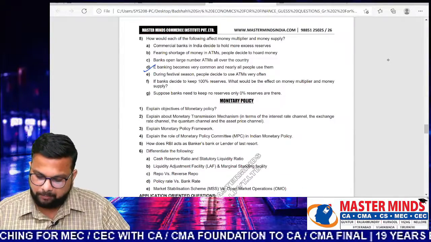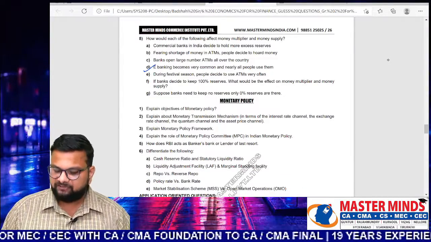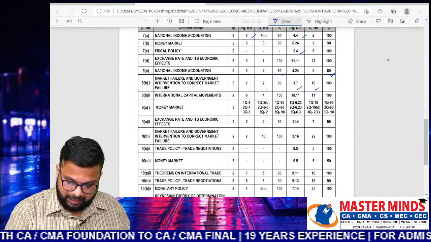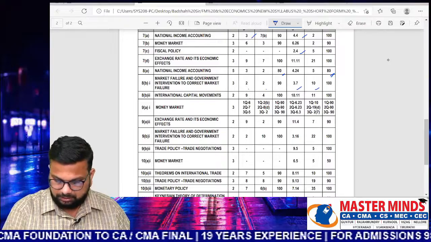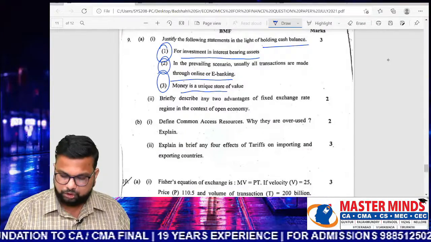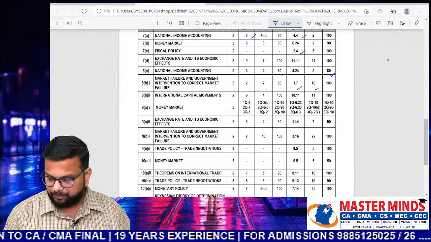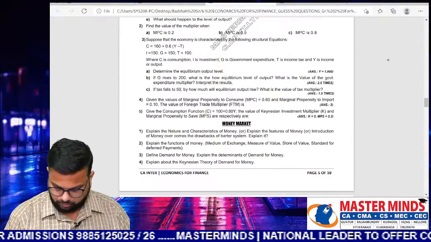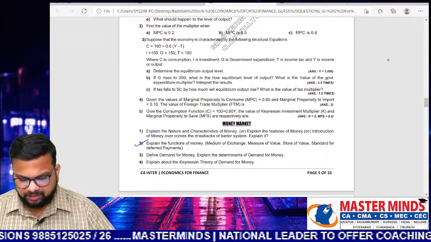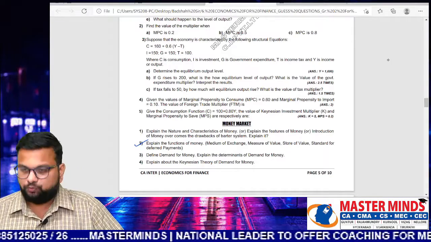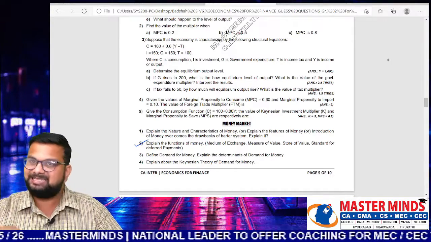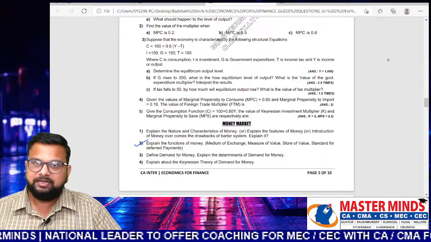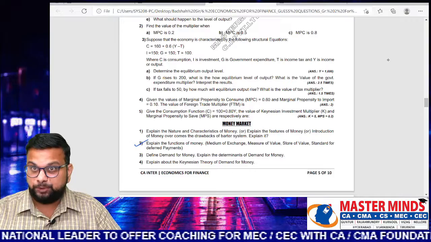E-banking becomes very common. Nearly all people use them. So what type of effect will it have on holding cash balance? Next, Nana, the third part, that is money is a unique store of value. Where is it covered? Page number 5, question number 2: Explain the functions of money. What he has done is that in the entire chapter of money markets, he has given this question covering different areas. That's why this question is distributed in different pages, Nana.